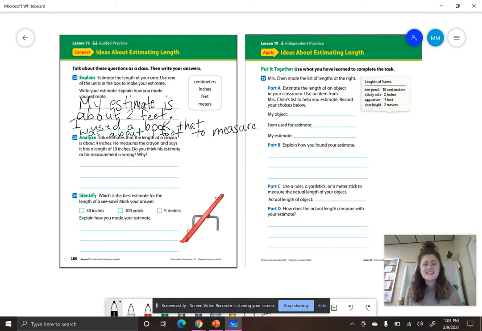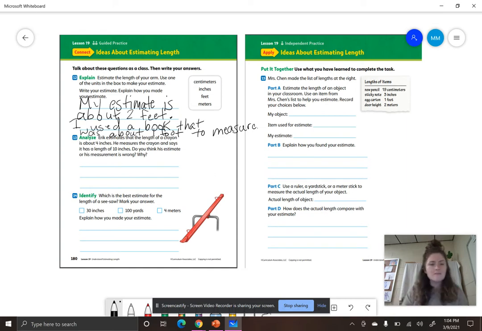Okay, so that's his estimate. It wasn't exact, but it was really close. But when he measures it, he says it is 10 inches. Is his estimate or his measurement wrong? When he estimated, he said it was about 4. But when he went and measured it, he said it was 10. What was incorrect? His measurement, right?